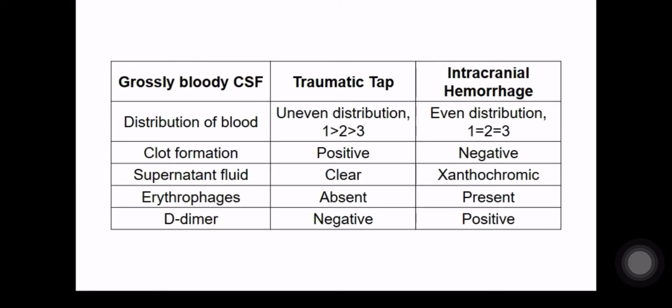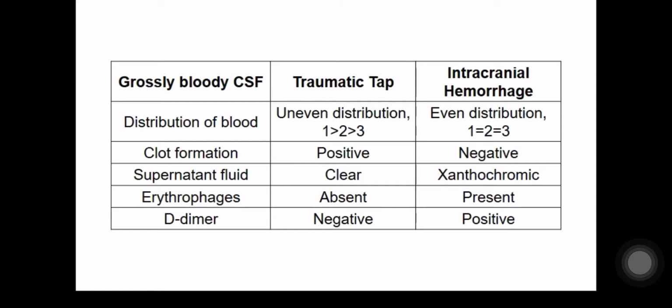Now just in case, nakalimutan niyo din po, okay, how do we differentiate between traumatic tap and intracranial hemorrhage po? Remember po, for traumatic tap, okay, there is uneven distribution po, okay, ng blood sa each tube po. Okay, so sa tube 1 po, greater po than tube 2 and greater than tube 3 naman po yung tube 2 po. So again, uneven distribution of blood sa tubes po for traumatic tap. For intracranial hemorrhage, even or uniform ang distribution po ng blood sa each tube. So tube 1 is equal to tube 2 is equal to tube 3 po.